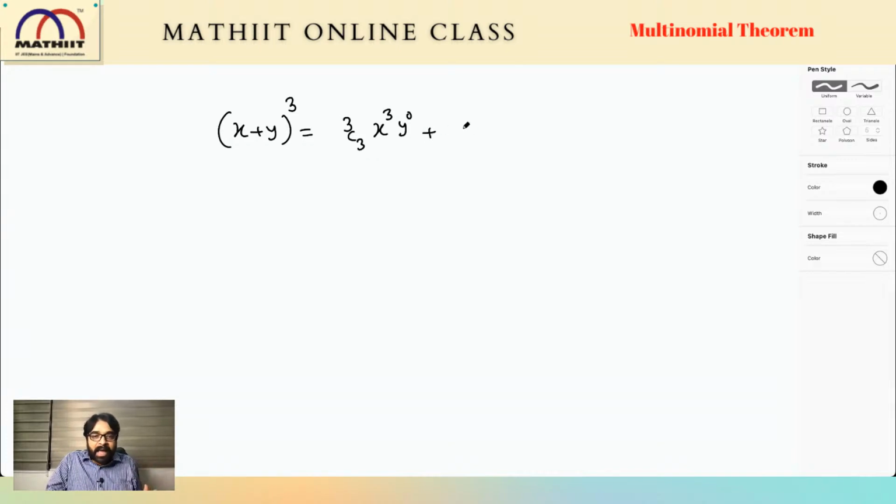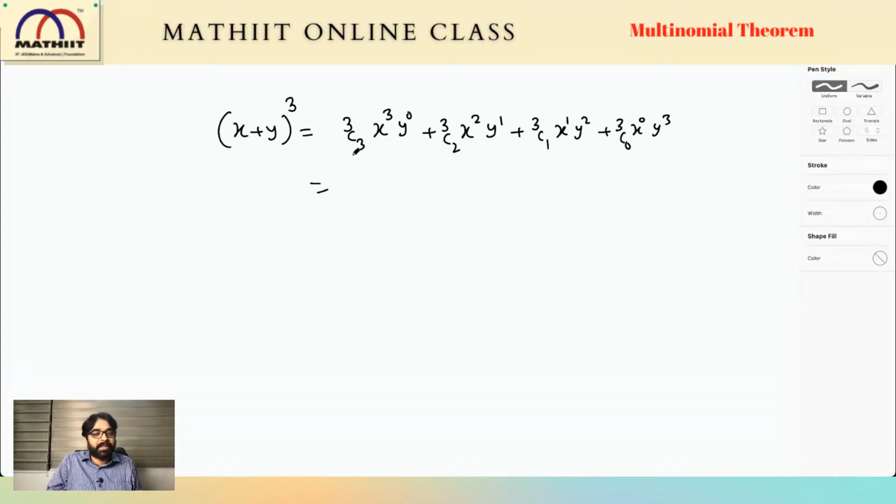Or x gets 2 objects, y gets 1 object. In how many ways can x get 2 objects? I will say 3C2, or you can write 3C1. You should not write both, because the moment x gets 2 objects, y automatically gets 1 object. Or x gets 1 object, y gets 2 objects. That is 3C1. Or x gets 0 objects and y gets 3 objects, 3C0.